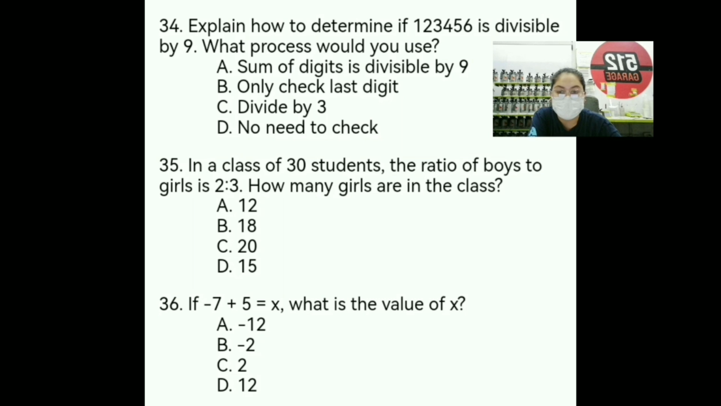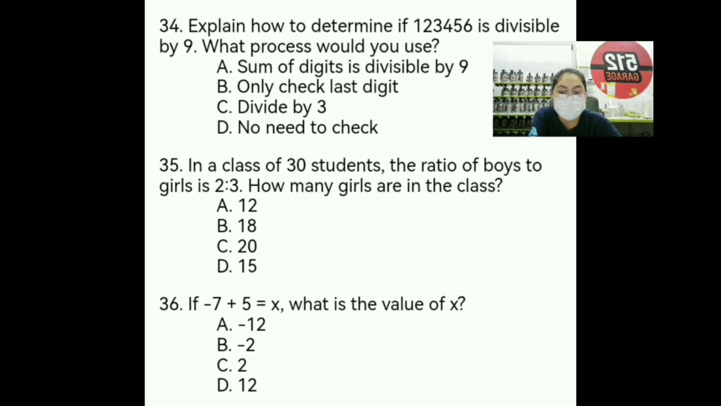Letter C, divide by 3. This also is incorrect. While divisibility by 3 also involves summing the digits, it doesn't confirm divisibility by 9. A number divisible by 9 must also pass this stricter condition. Lastly, letter D, no need to check. This is incorrect. This dismisses the need to apply any rule or process. It's necessary to verify whether the number satisfies the divisibility condition.